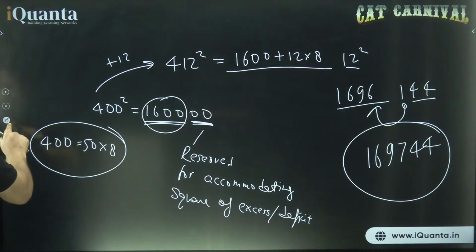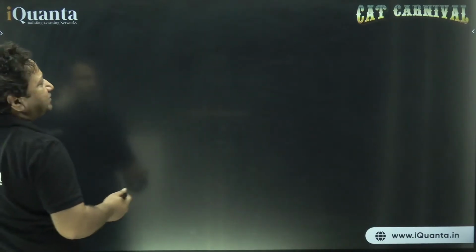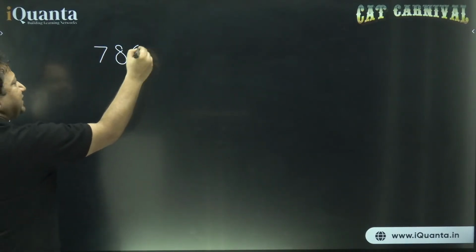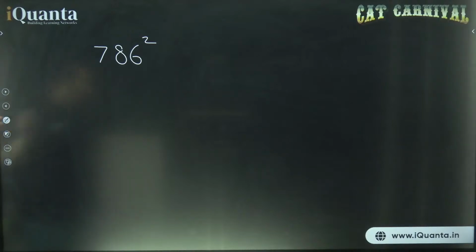Let's do one more. Let's make it a bit bigger. Let's pick the number of God, 786. I need to find its square. Okay.